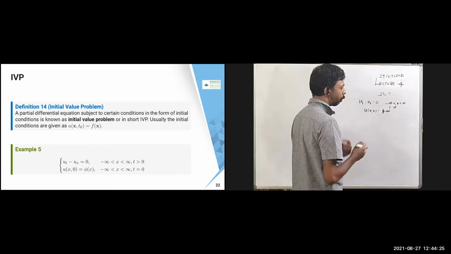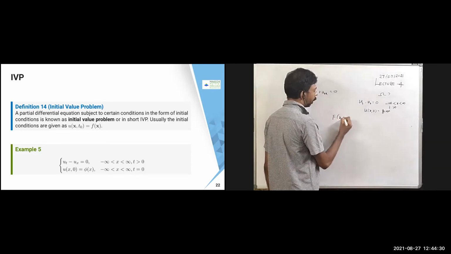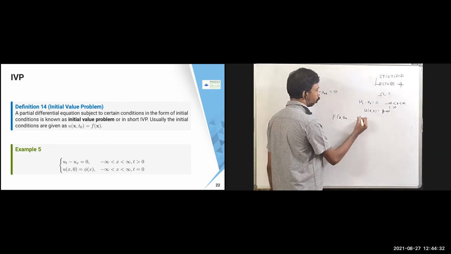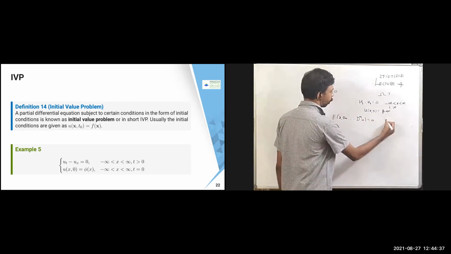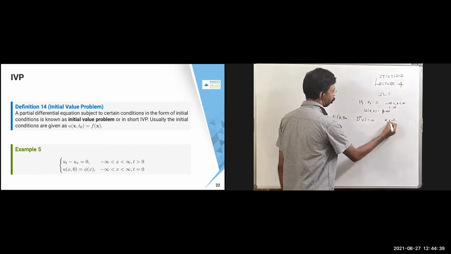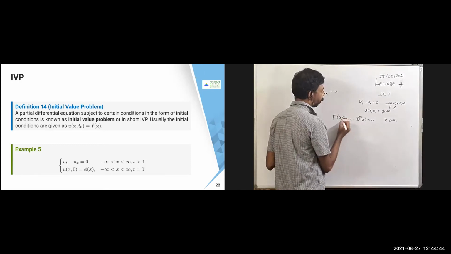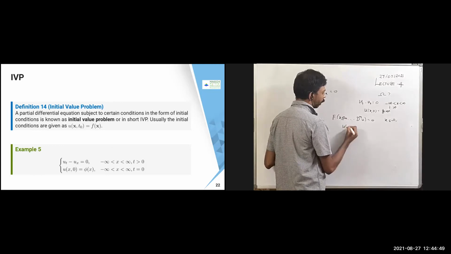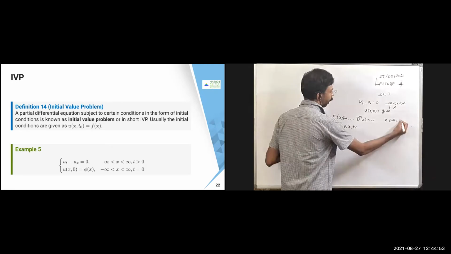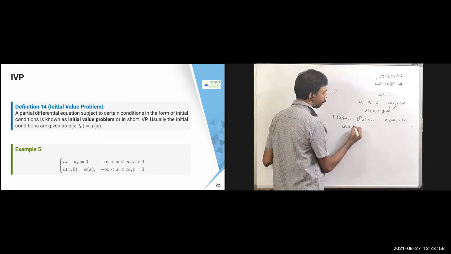The same way, I can extend it further. Suppose you have a problem f of x, u, du, and so on up to the m-th derivative of u, equal to 0 is given. Apart from that, the domain is given: x belongs to some omega. Now suppose t is also involved. Here x is a vector, t is greater than 0, and I have to define u of x comma t at t equal to 0, so u of x comma 0.